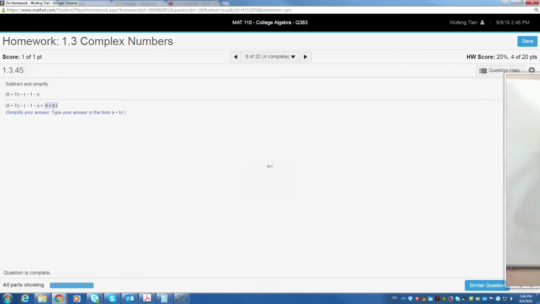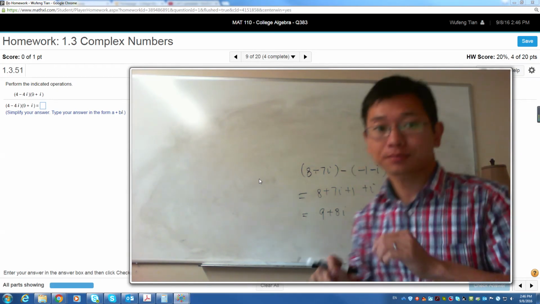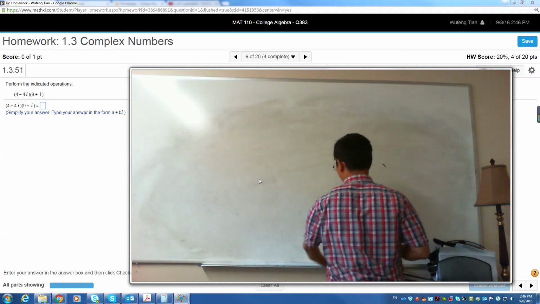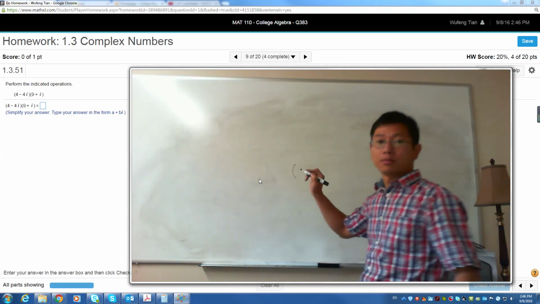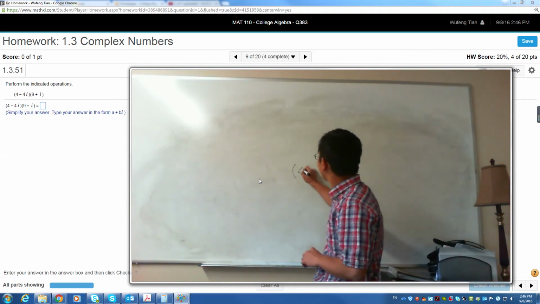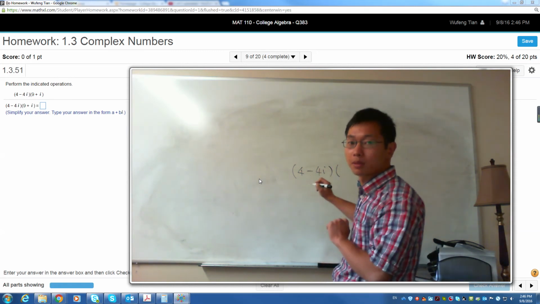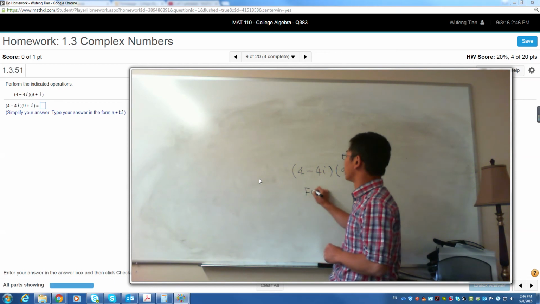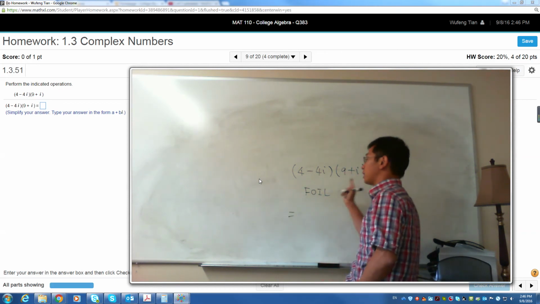Okay, this is the FOIL one. Probably I should not just do this one. You can do anything. Okay, 4 minus 4i times 9 plus i. So this one you just do your FOIL: front, outside, inside, last.